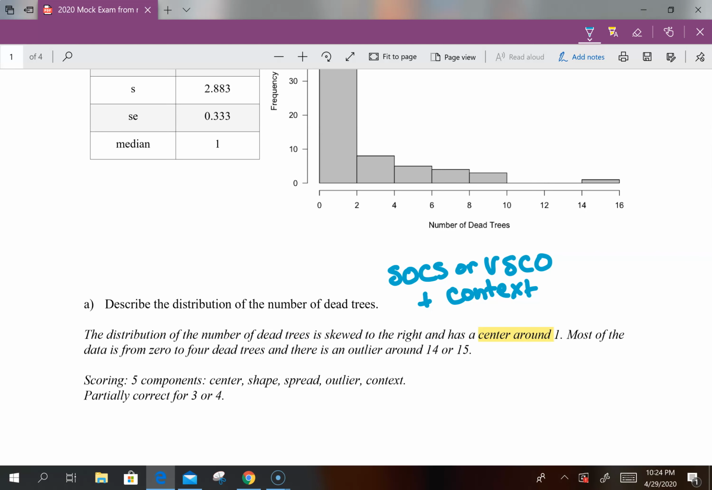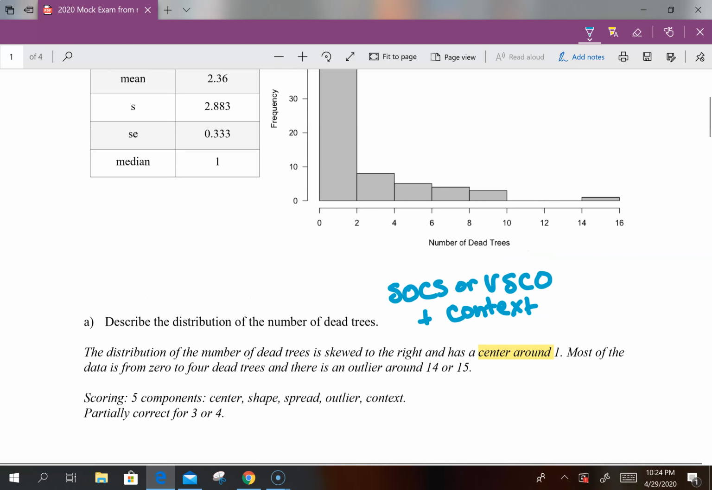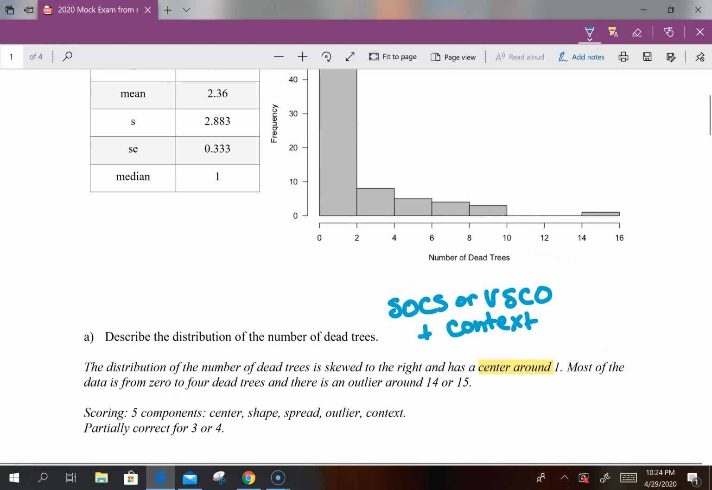If you only did 3 or 4, you get partially correct. You get a P. I would expect to see this. I would expect to see a SOCS or VSCO question. Honestly, on the first one, I feel like that's something that they would do to kind of ease you into it. Everybody should be consistent with that. I would expect to see something like that.